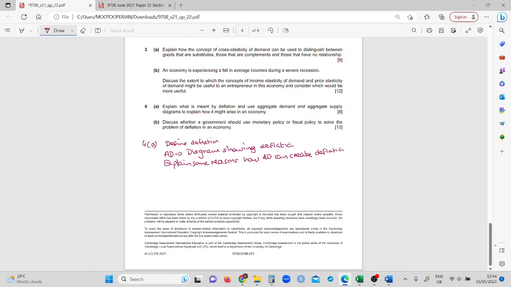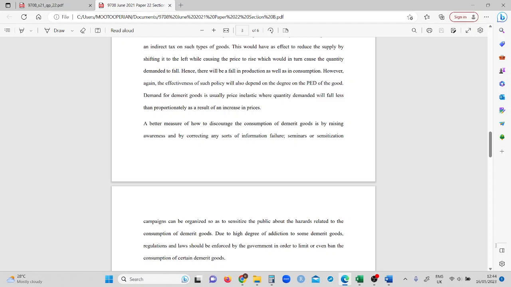Similarly, for aggregate supply, for this one, you have to provide two diagrams. So aggregate supply, the diagram showing deflation. And then you have to explain the reasons why aggregate supply can create deflation. Explain reasons how AS can create deflation. Well, this is the plan for the 4-part A.